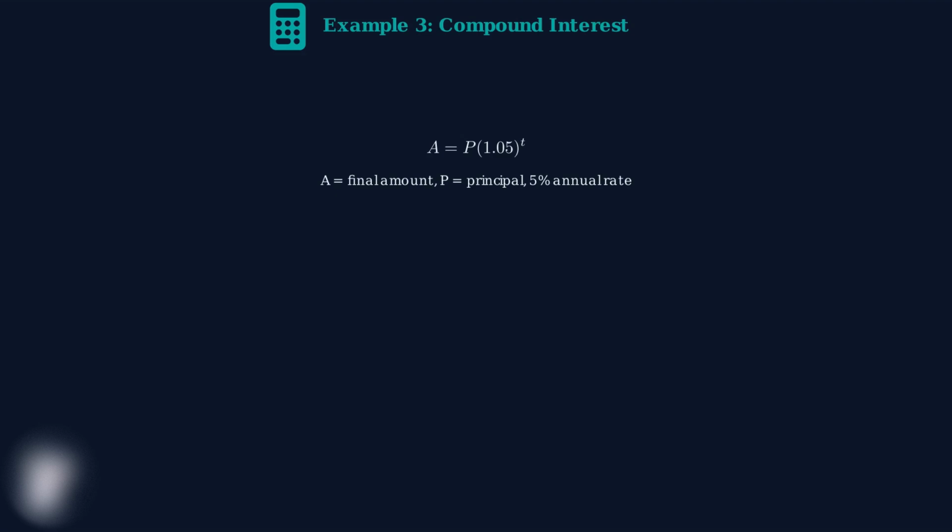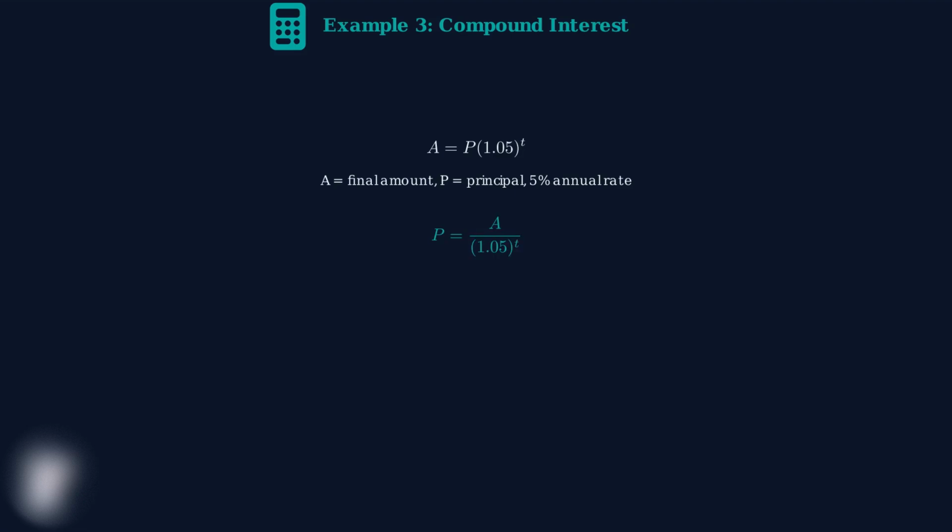Temperature conversion shows how inverse functions help us reverse real-world processes. Our final example demonstrates inverse functions in finance. Our third example involves compound interest. If we have a function that calculates the final amount after compound interest, we can find its inverse to determine the initial principal needed for a target amount.